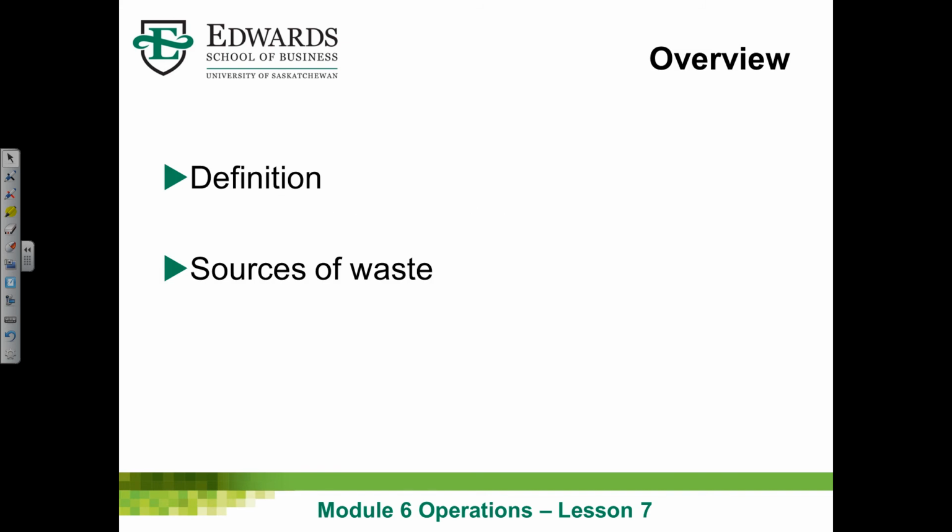As an overview of this lesson, here's what I want us to discuss. We're going to begin by looking at a definition of lean and describing briefly some of the sources of waste that exist in real processes.